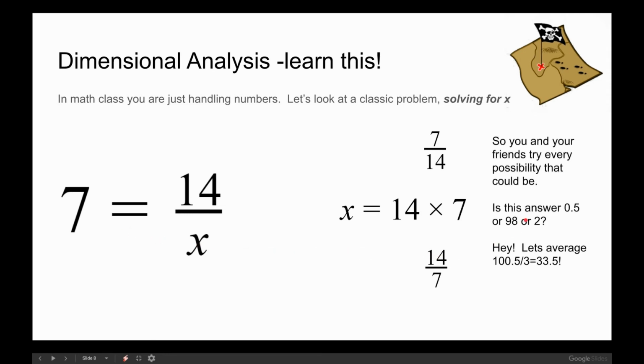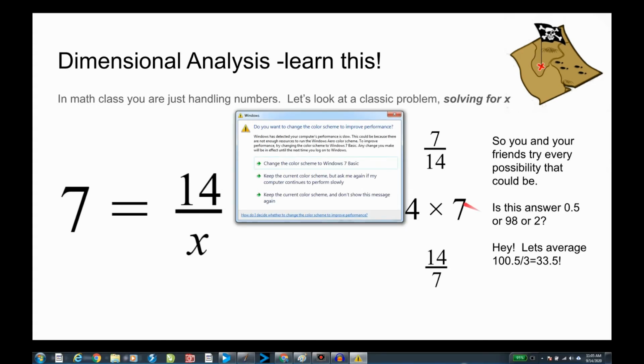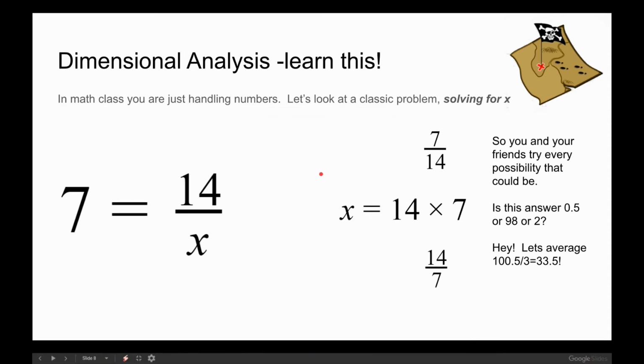So here's what your friends come up with. Your friends just randomly go at this. They just start slamming away. Oh, I'll just try. One friend says, it's 7 over 14. The other one says, no, it's 14 times 7. And the other one says, it's 14 over 7. And then finally someone says, why don't we do something collegial and communal, all liberal snowflakey? Average our numbers. So we come up with 33.5. And if you think I'm making that up, you wouldn't believe the random guesses I've seen over the years.